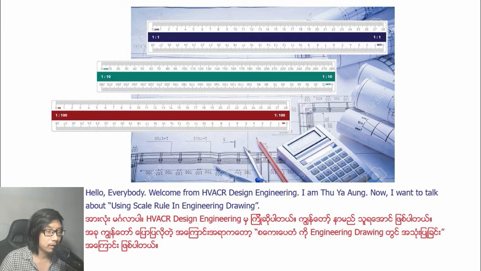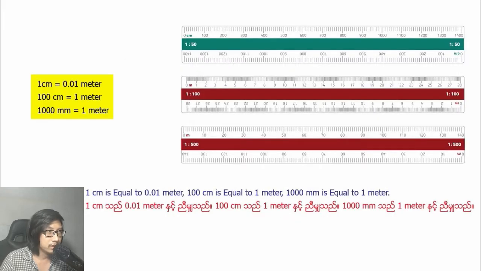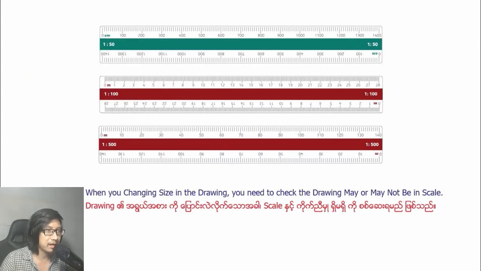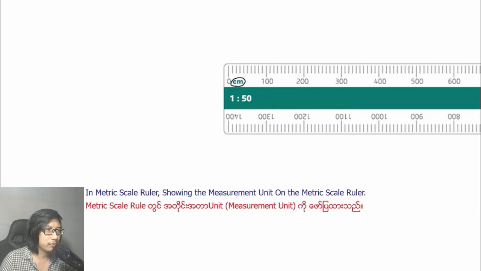Now I want to talk about using the scale rule in engineering drawing. 1 centimeter is equal to 0.01 meter. 100 centimeter is equal to 1 meter. 1000 millimeter is equal to 1 meter. When you are checking the size in a drawing, you need to check whether the drawing is in scale or not. In a metric scale ruler, the measurement units are shown on the ruler.